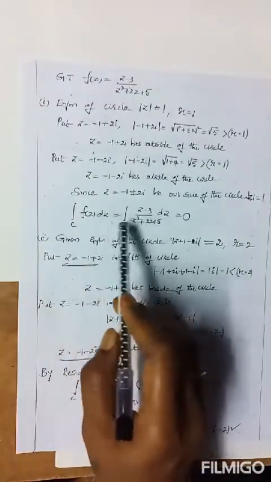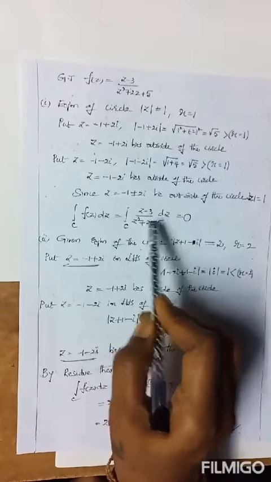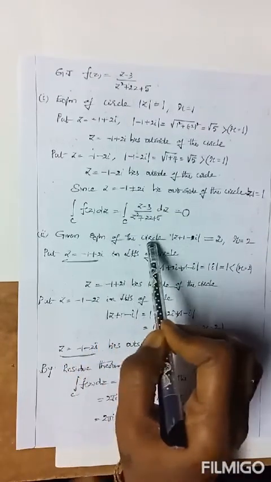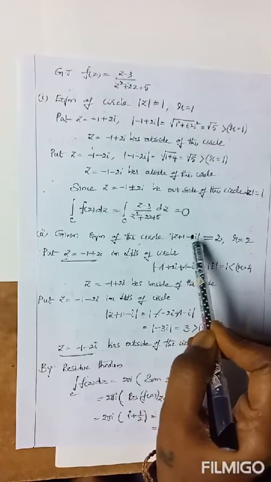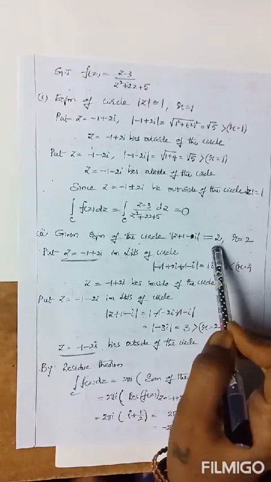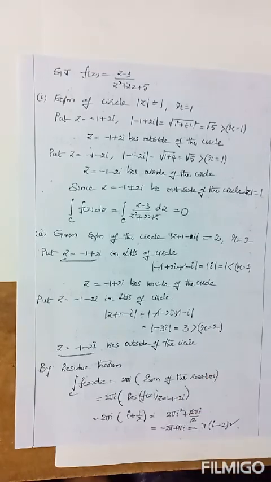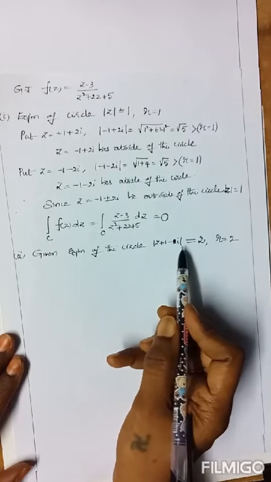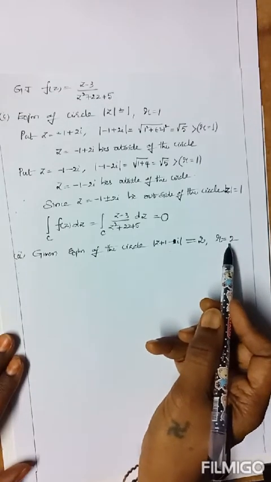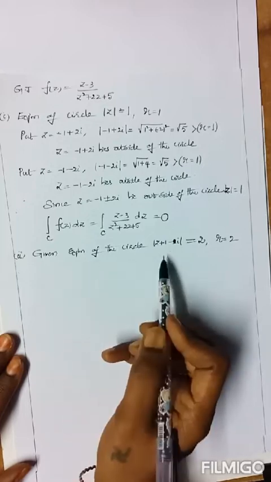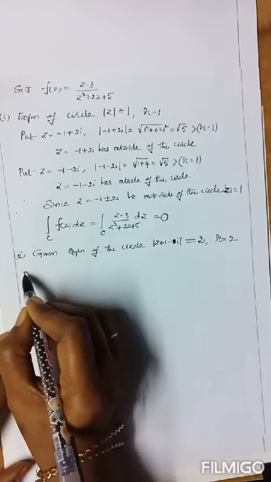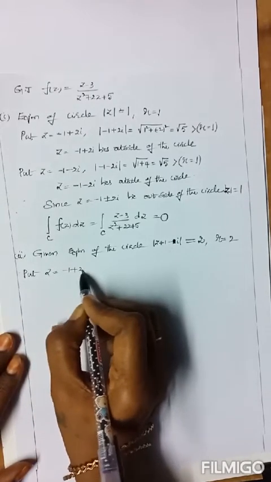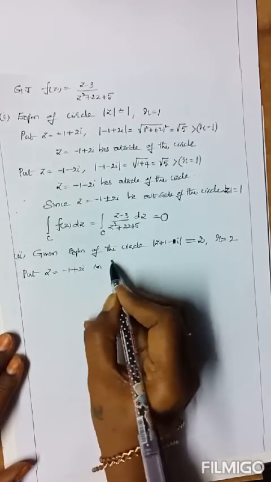Similarly, we have to calculate the integral of this function along the second circle. The given equation of the circle is modulus of z plus 1 minus i equals 2, where the radius equals 2. Now substitute the given points, the poles. The first point, z equals minus 1 plus 2i, in the LHS of the circle.